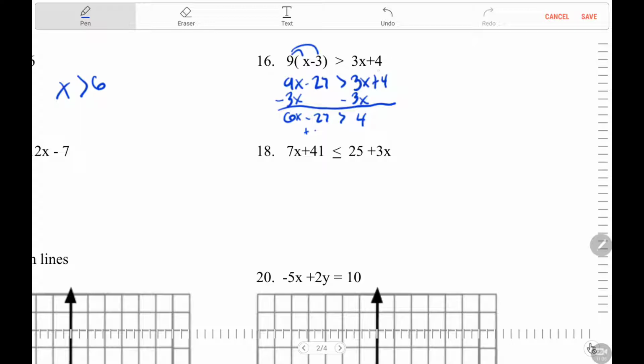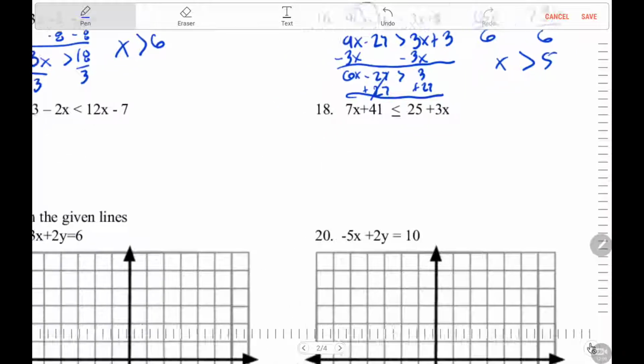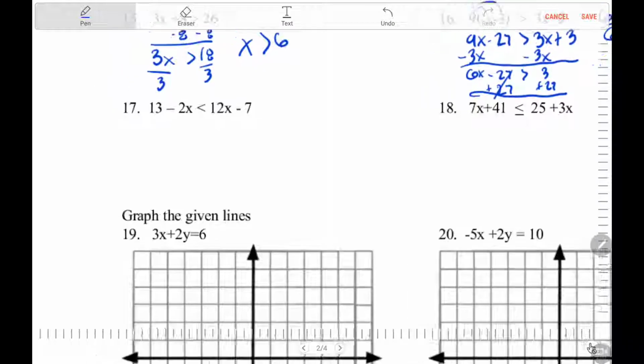Let's change this to a 3 if you don't mind. That way it's going to be a little nicer. So plus 3. So plus 27, plus 27. 6x minus 27 greater than or equal to 30. Oh, sorry. We just got rid of that, so that goes away. Divide by 6. X is greater than or equal to 5. All right.